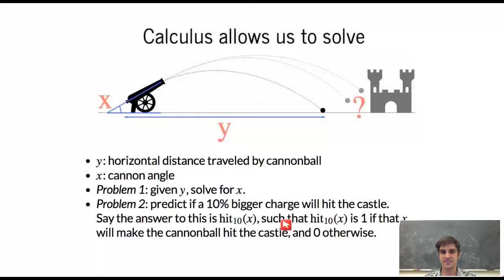Okay. And let's just say that hit sub 10 is 1 if x will make the cannonball hit the castle and 0 otherwise. So if x is 0, well, it's not going to go very far. If x is up at 90, it'll just go up and come down. But there's some intermediate range in which it will hit the castle. So hit 10 is 1 if x is in that range. So this is great. If we're in this castle, we can do these physics problems and understand if we're about to get our house demolished.